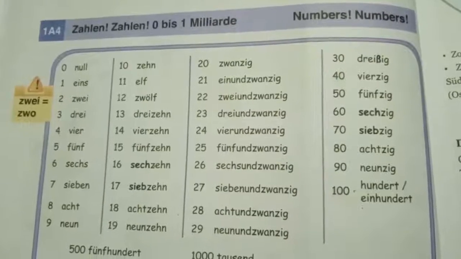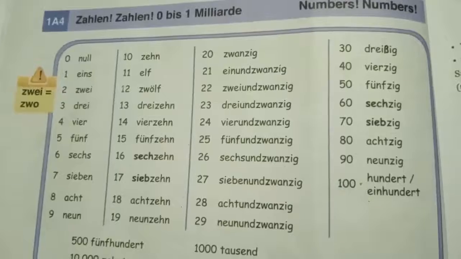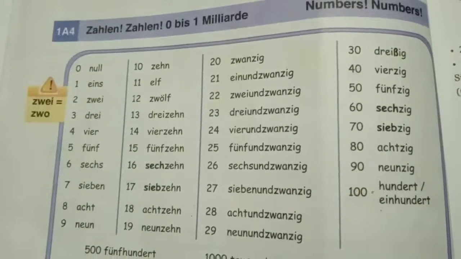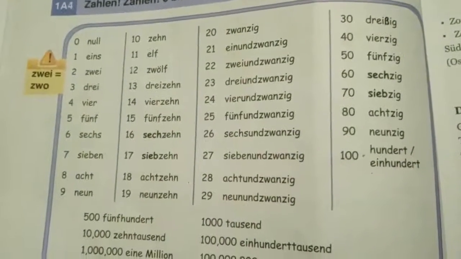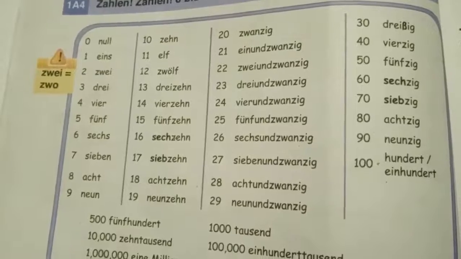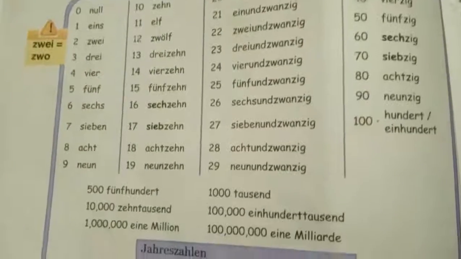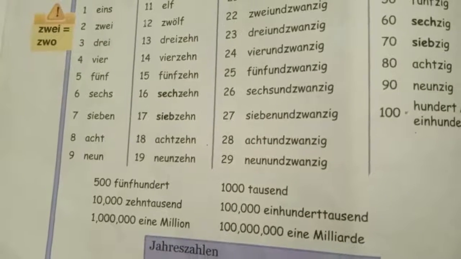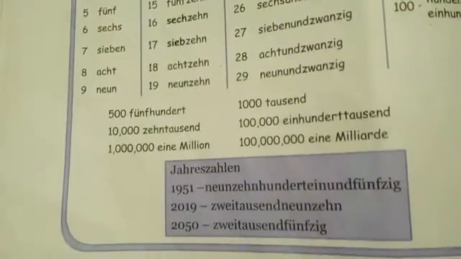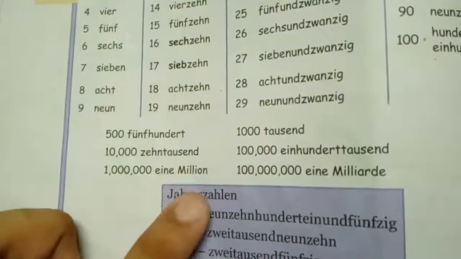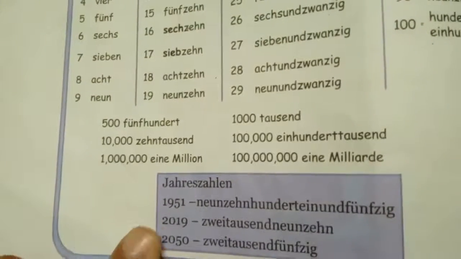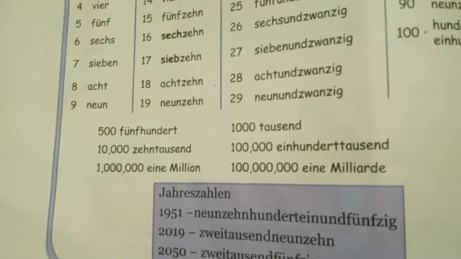So friends, this is the table for numbers. I have also shown this table in my part 1 video. So if you have not watched my part 1 video, please do watch that also. Here you can see a set of all the numbers, mainly 0 to 29, and tens like 30, 40, 50, 60, 70, 80, 90, 100. Here we have 500, 10,000, 1 million, and many others you can see. Here we can see different years, that is Jahreszahlen, the year. Present years like 2050 or 2019, 1951. These are examples.